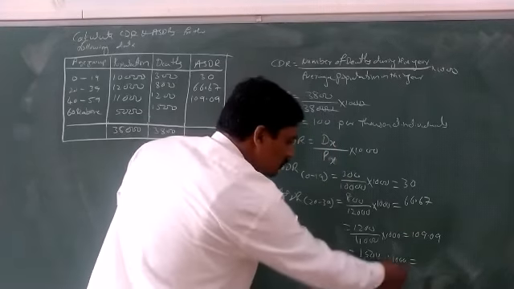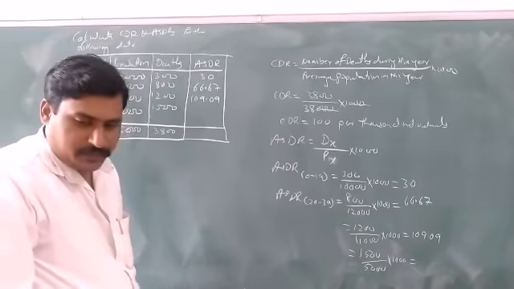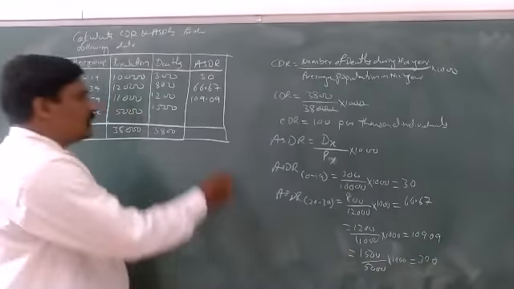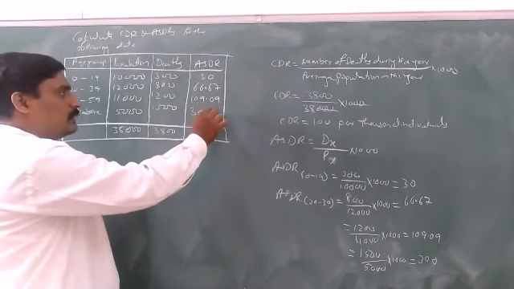And for the last age group, that is 60 and above, ASDR is 1500 divided by 5000 into 1000 is equal to, the zeros will get cancelled, so 1500 divided by 5, we get 300. So in the last age group, the death rate is more. So that is 300.